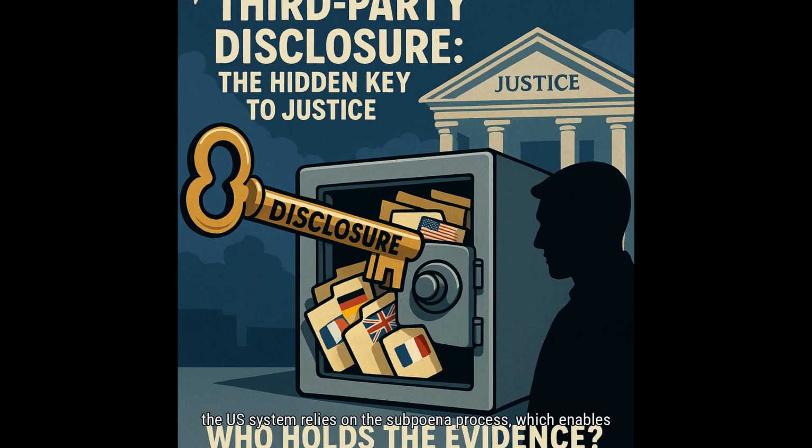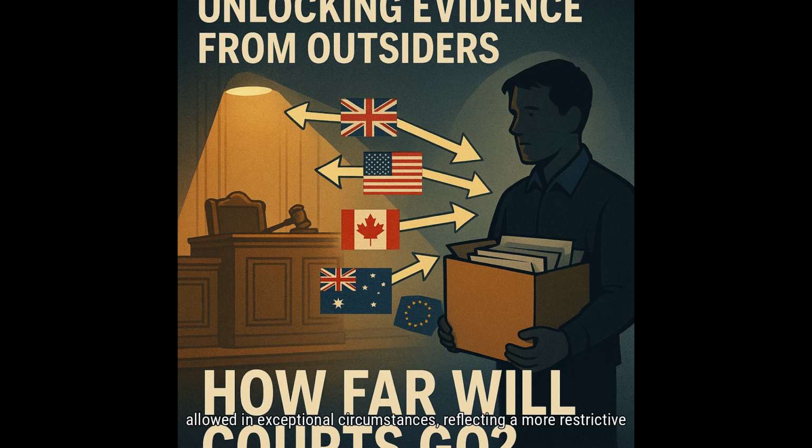The U.S. system relies on the subpoena process, which enables parties to directly require non-parties to produce evidence or testify. In the EU, third-party disclosure is rare and typically only allowed in exceptional circumstances, reflecting a more restrictive approach. These differences underscore how various legal systems balance the pursuit of evidence with the protection of outsiders from unnecessary involvement in litigation.